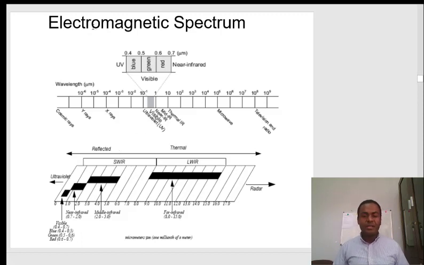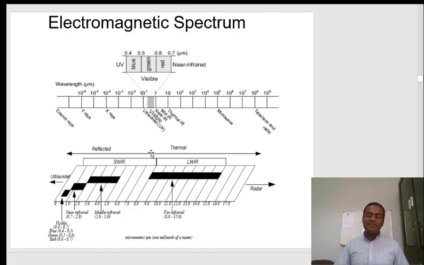Now let's have a look at the whole range of the electromagnetic spectrum, which ranges from cosmic ray, gamma ray, X-ray, ultraviolet, visible, near infrared, middle infrared, thermal infrared, microwave, television, and radio waves. These are longer wavelengths, these are shorter wavelengths. The energy associated with these ones is high and strong. The energy associated with longer wavelengths is very low energy, low frequency, but the wavelength is longer.